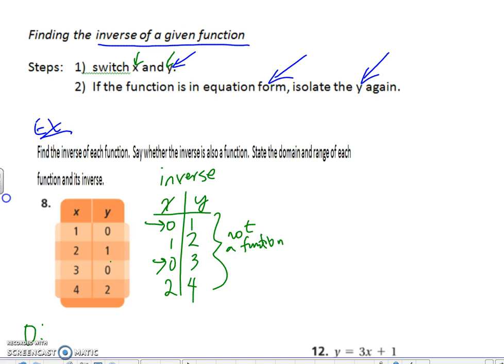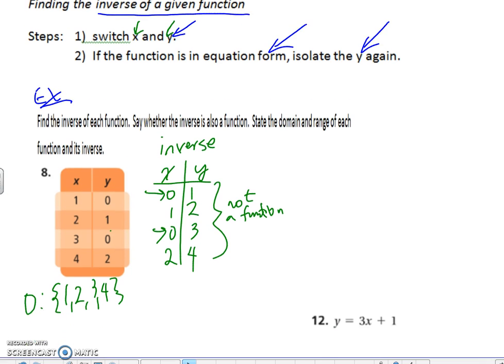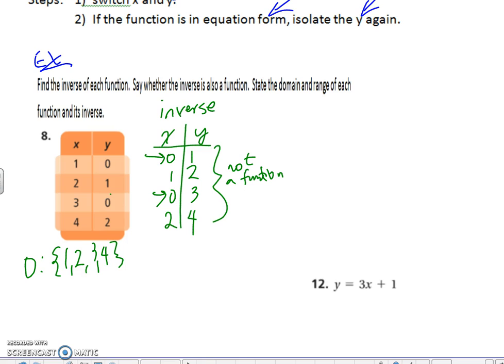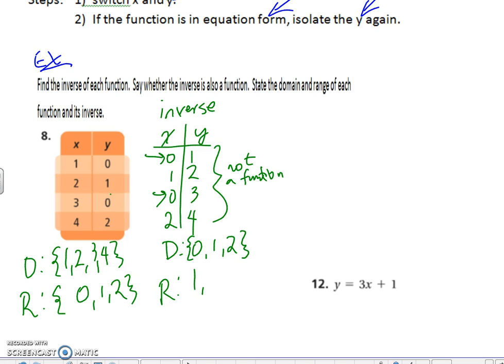Well, the domain of the original function, since the domain is my x values, and I have individual x values, would be 1, 2, 3, and 4. My range are the individual y values, so my range would be 0, 1, and 2. All right, now for my inverse, what's its domain? Well, the domain of the inverse would just be 0, 1, and 2. And the range of my inverse would be 1, 2, 3, 4.